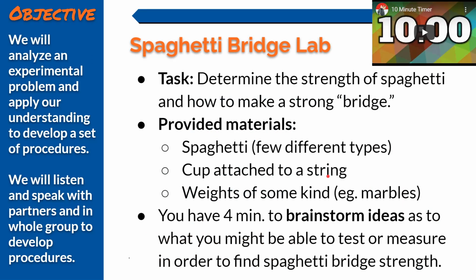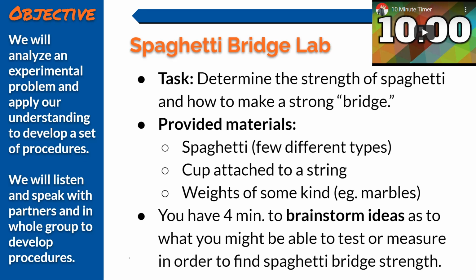This is what we're going to be doing today in class. We are going to do a lab activity now that you have demonstrated that you know the safety rules. Your task today is going to be to determine the strength of spaghetti, and how to make a strong bridge. So you're going to be making a spaghetti bridge. The materials that you will be provided with are spaghetti. I did not get a few different types this year. I need to delete that. That's from last year. I just got regular plain spaghetti. A cup attached to a string. The weights that we're going to use are marbles.